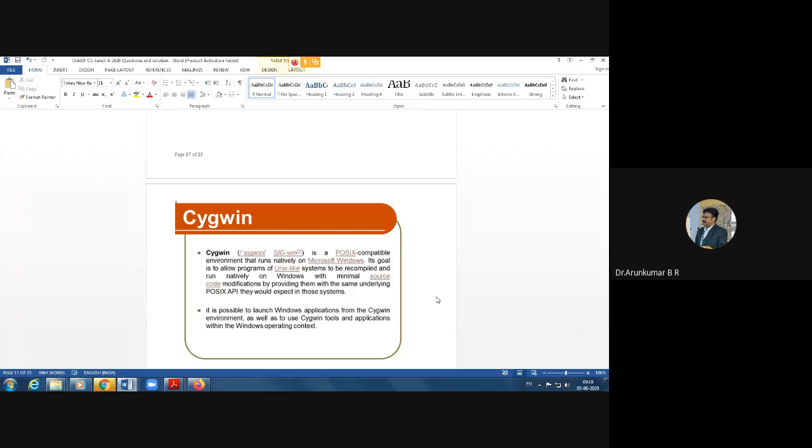The Portable Operating System Interface. POSIX stands for the Portable Operating System Interface, which is a family of standards specified by the IEEE Computer Society for maintaining compatibility between operating systems. So if you go to some websites like Wikipedia, you'll get more information with respect to POSIX.